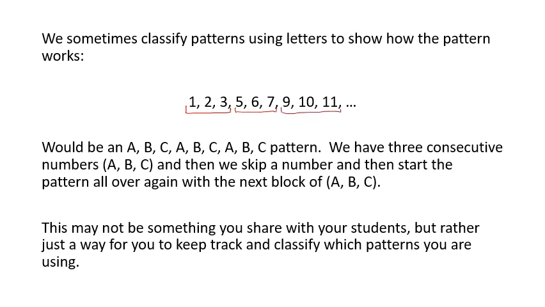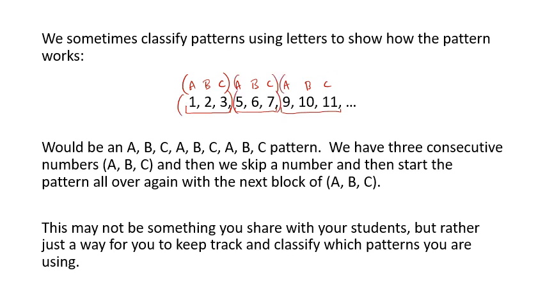So this 1, and then add 1, add 1. And then skip a number, add 1, add 1. Skip a number, add 1, add 1. And so we can classify this as being sort of A, B, C, A, B, C, A, B, C. We see these things occurring in these 3 number blocks.